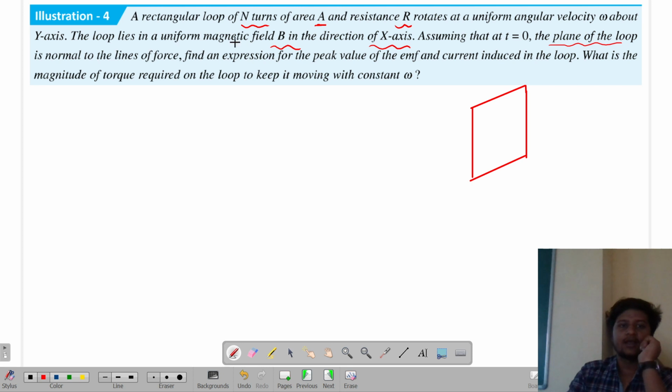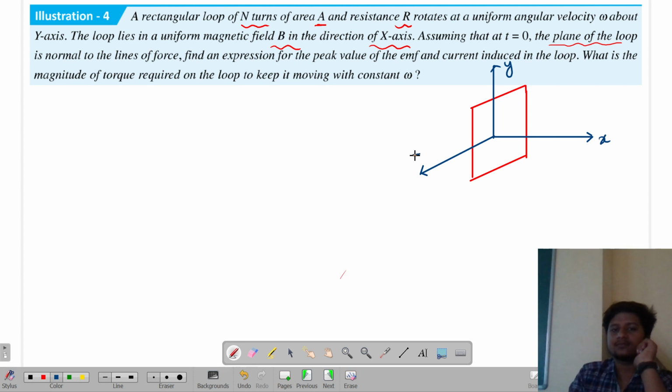After this question, what it is saying is that there is a rectangular loop of n turns, area A and resistance R. How is it rotating? It is rotating with angular velocity omega. So let us make the axes now. This is my y-axis, right? This is x and this is z. The rectangular loop of n turns and resistance R rotates with angular velocity omega about the y-axis. How is it rotating? It is rotating this way, about the y-axis.